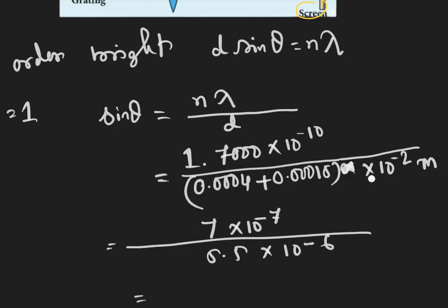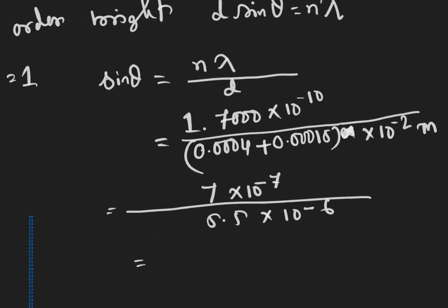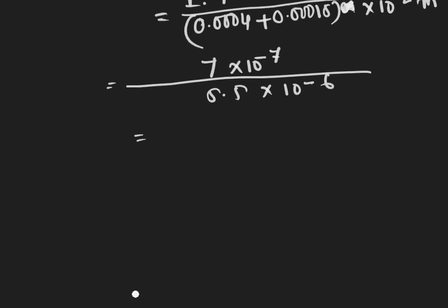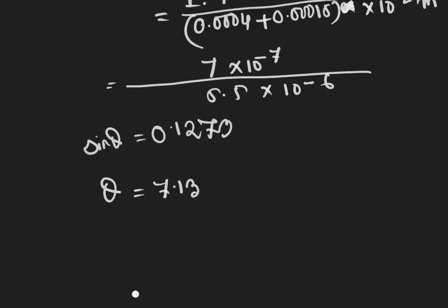So sine theta is equal to 0.01273, and theta is equal to 7.13 degrees. So this is the answer of A.